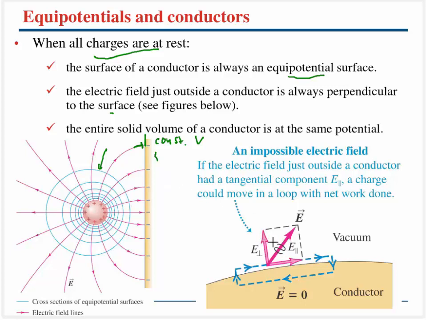Now, if you think about why we must have an electric field that's perpendicular to the surface, we cannot have an electric field going off in this direction. Why? Because this component of the electric field would exert a force. It would move a charge. And up here we're stating all charges are at rest. So the electric field can only be in the perpendicular direction, and we can have no parallel component of the electric field at the surface of a conductor.